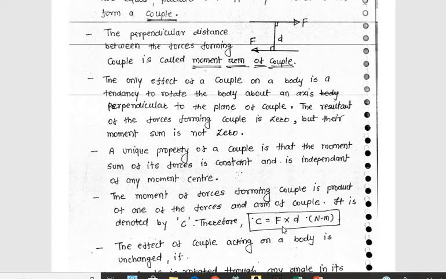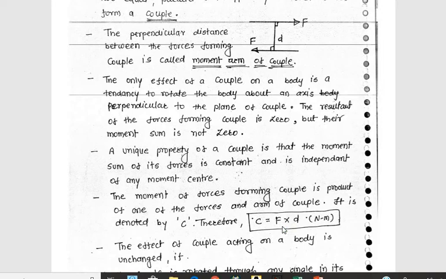The fundamental difference is free vector and fixed vector. Moment is a fixed vector because we are taking moment about a point. A couple is not about any point. You can shift a couple anywhere on the body and its effect remains the same. That is the important thing. In most interviews, this will be the general question: what is the difference between moment and couple?